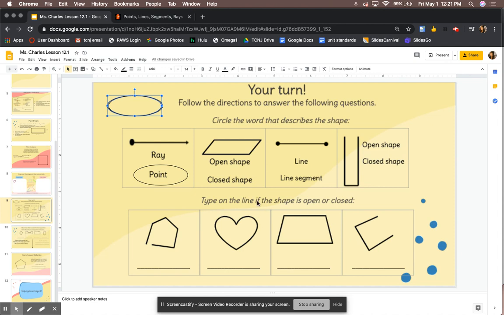and then once you are done answering these 4, it says for the next 4, type on the line if the shape is opened or closed. So on here, we are able to answer these questions by clicking, double-clicking, and then typing. So type on the line if the shape is opened or closed. If I think this shape is open, I would just put open. You can do that for all of these.